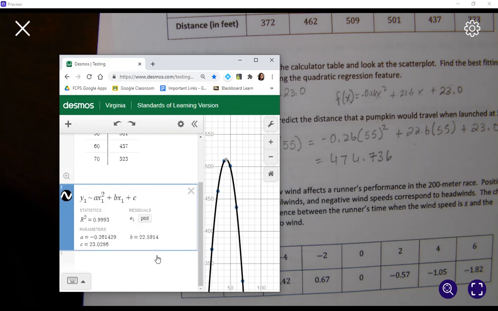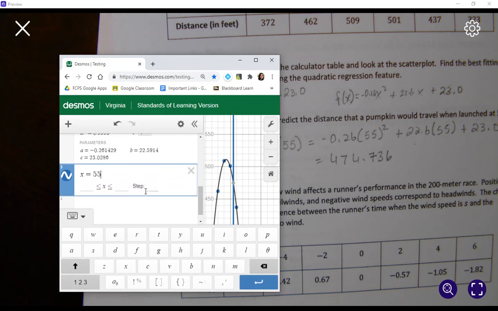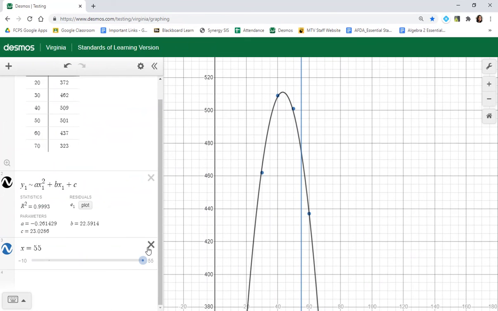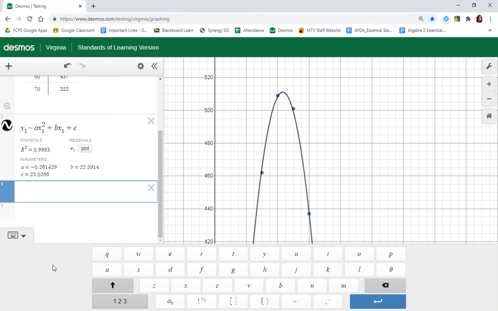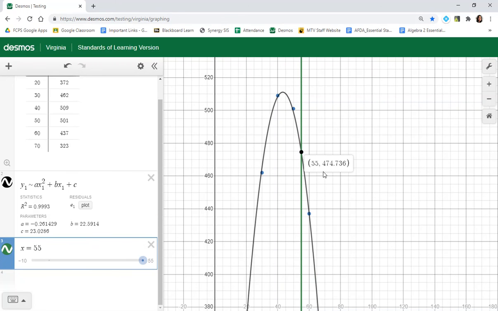Let me show you one last, probably a little better way. What is it when x equals 55? If you put x equals 55, Desmos draws a vertical line for you. Let me do that again. If you go to the next line and put x equals 55, it draws a vertical line, and then you can just see where they intersect. And they intersect here at 474.736. This is probably the best way to do it.